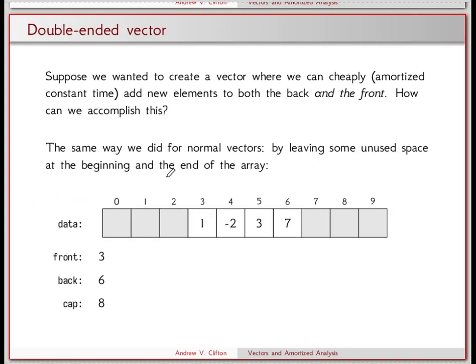Now, a related thing that we might want to build here is, what if we want to build a double-ended vector where we can do both push back and push front? We want both of those to run in amortized O of 1 time. The way that we do that is kind of the same way that we do it for normal vectors. We're going to leave some unused space at both the beginning and the end. I have unused space at the beginning and also unused space at the end. So if you want to do a push front, that's going to go there. And if you want to do a push back, it's going to go there.